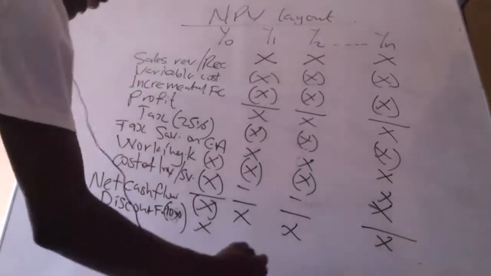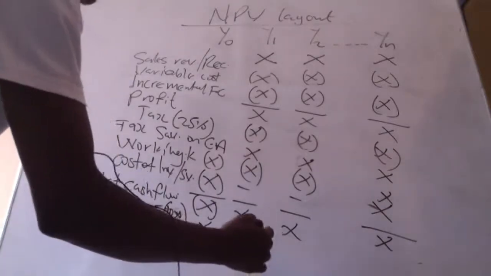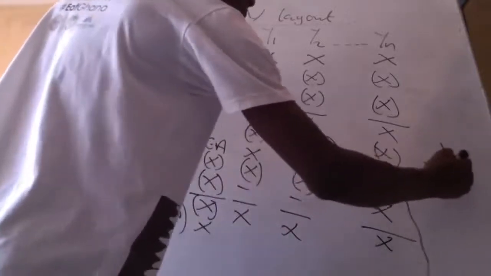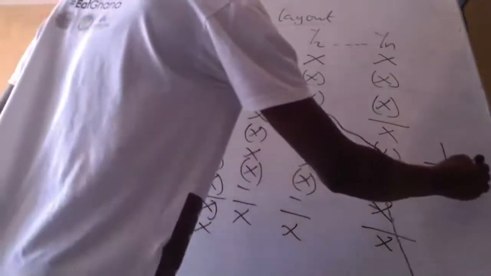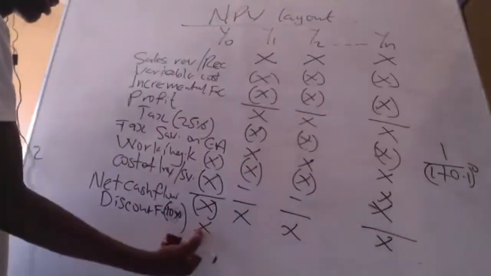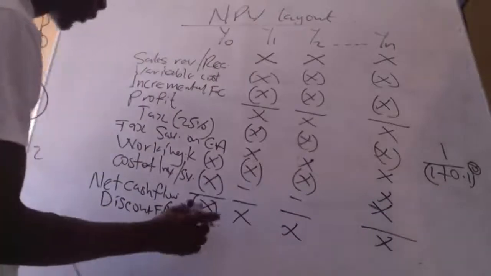How do you get the discount factor? Let's do it here. If it is 10%, you say 1 divided by 1 plus the rate converted to decimal. So that will give us 0.1. If it is year 0, put 0 there. Year 0 will always be what? 1. Because any number raised to the power 0 is 1. 1 divided by 1 is 1. So here it will always be 1.